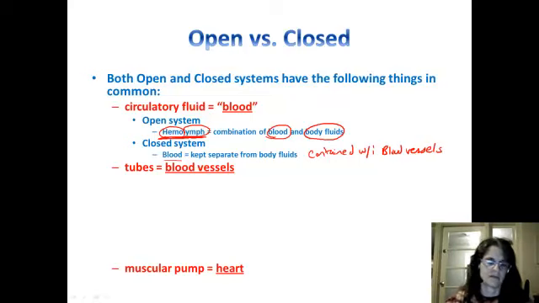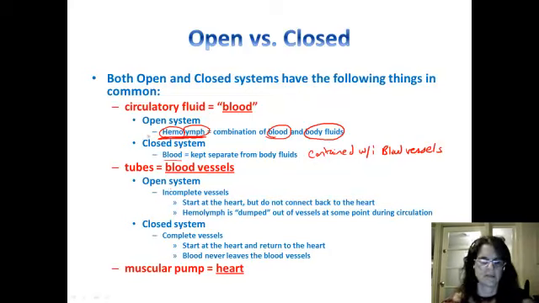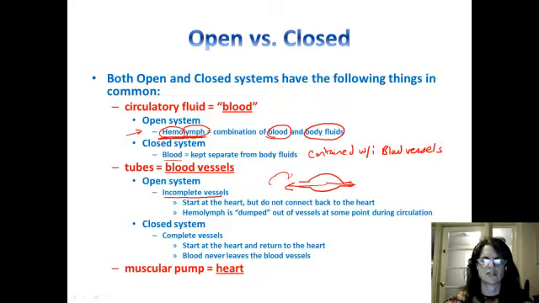Okay? Speaking of blood vessels, in an open system, as you might guess, given the mixing that the blood does, the blood vessels are incomplete. They start, if this is my heart, let's say this round sac is my heart, and these are blood vessels coming out of the side of the heart. That's it. That's as far as they go. So the heart would pump, blood would go out, and then it would be just squishing around in the body fluids, and then when the heart relaxed, all the blood and body fluid could go back into the heart.